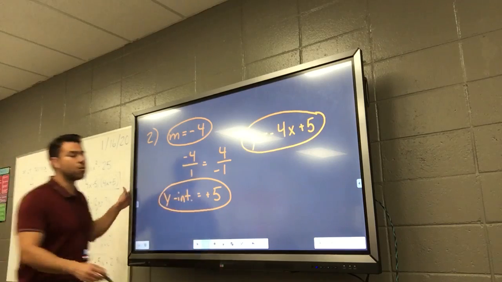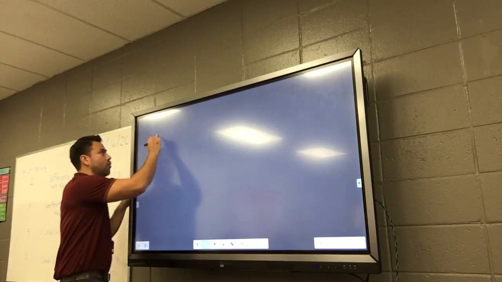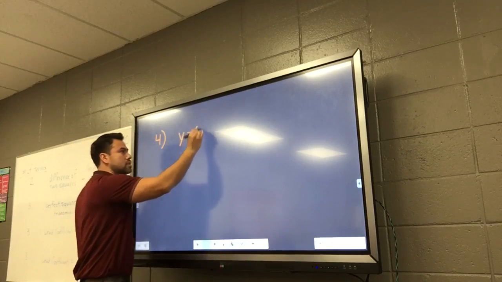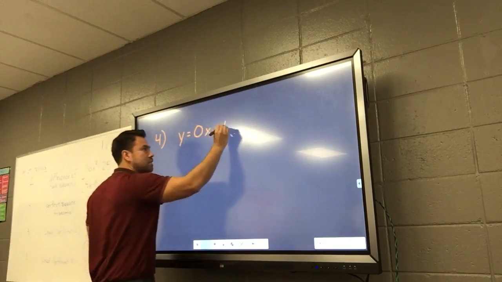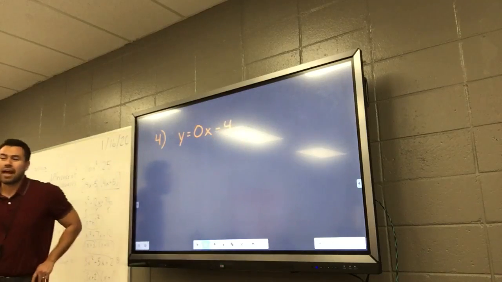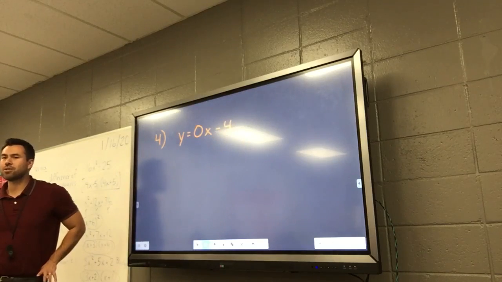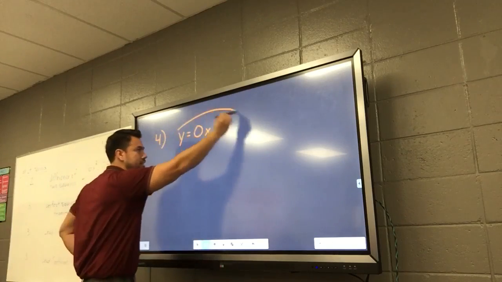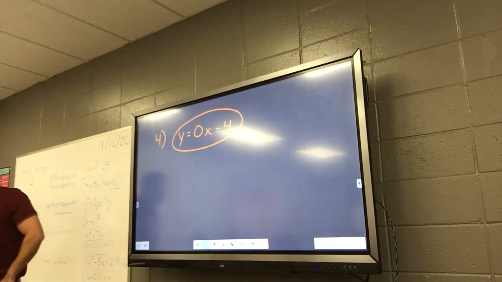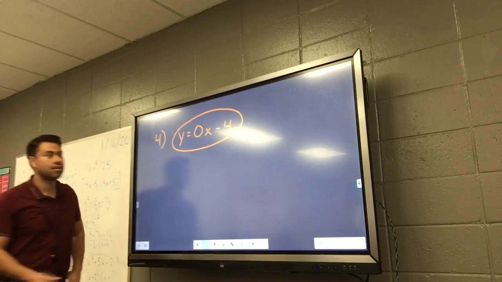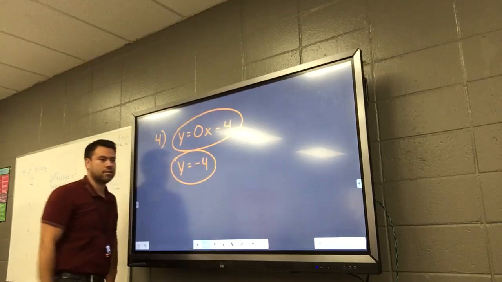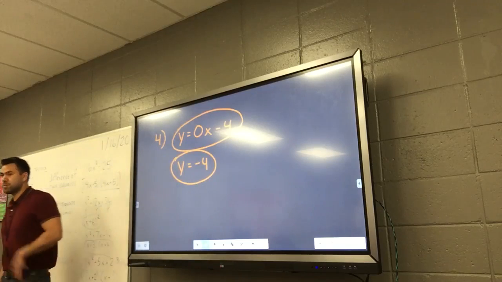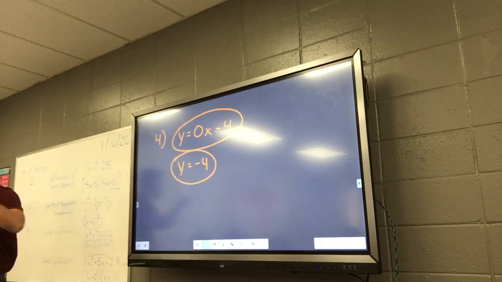So for number 4, some of you are getting y equals 0x minus 4. Thank you. Now, I could have made that a little bit simpler. Do you know how I can make it? This is a good answer. I'll take this today. But it could have been made simpler. Does anyone know how? Ben? Y equals negative 4. Those are both correct. So the top one's probably what you're thinking of. Great. The bottom one is acceptable and correct as well.